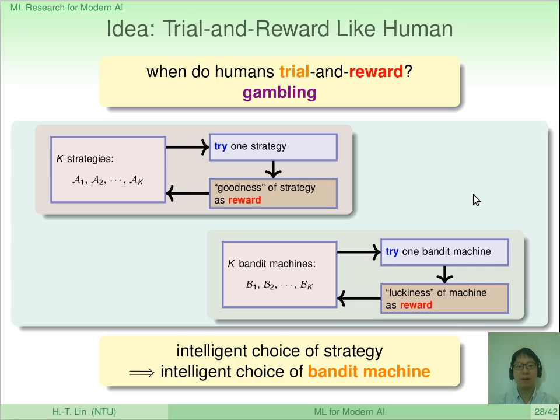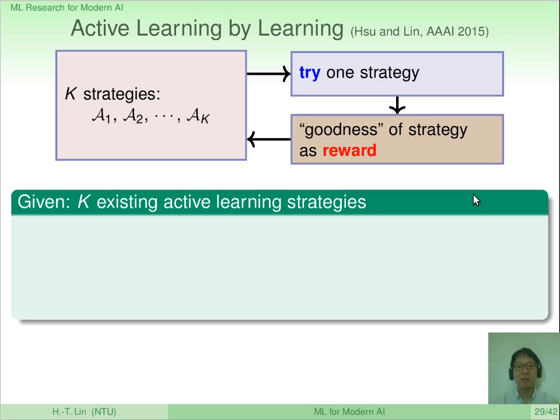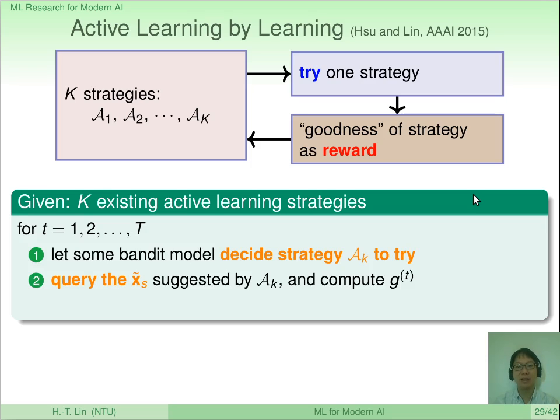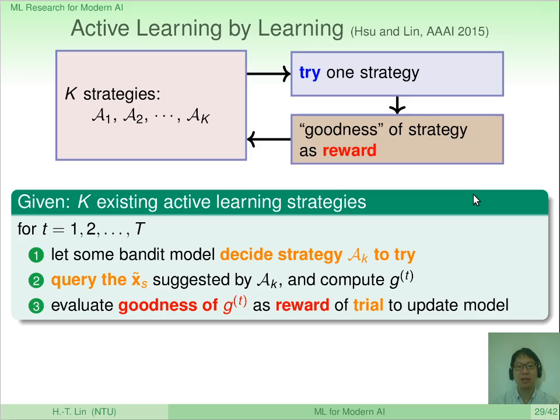We reduce the problem of making an intelligent choice of strategy to the problem of making an intelligent choice of bandit machines. And the latter is an established problem in machine learning called bandit learning. So what actually happens is that our algorithm, among the k strategies that it wants to select, in each iteration decides one strategy to be tried. After trying, we get the classifier and we evaluate how good the classifier is, and feed this as the reward back to the bandit algorithm, to decide the next round of machines to try.